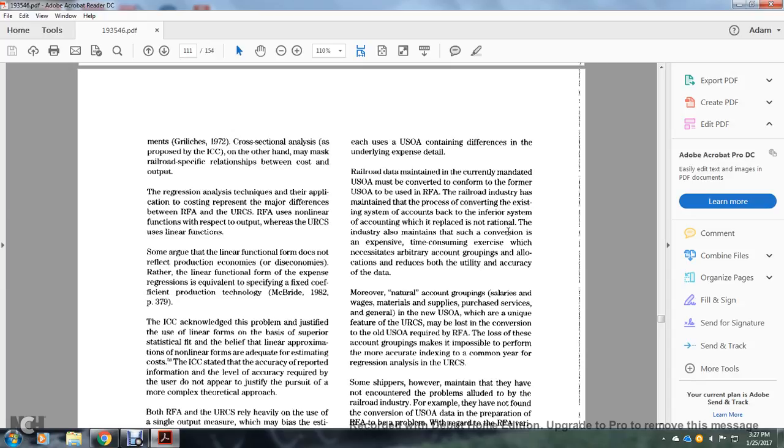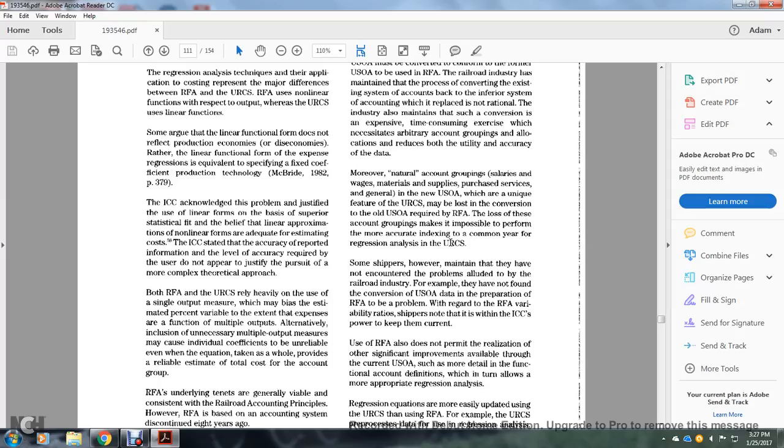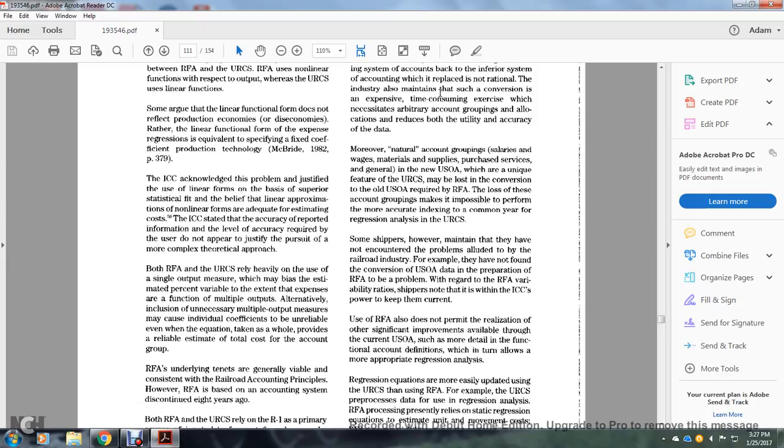Industry also maintains such conversion is a time-consuming exercise at the expense of necessity, attributed to the account group's allocations, reducing both the utility and accuracy of the data. Moreover, natural accounting groups, such as salary, wages, materials, supplies, purchased services, and general, in the new USOA, which is a unique feature of the Unified Rail Costing System, may be lost if the conversion to the old USOA is used with the Rail Form A. The loss of these accounting groups makes it impossible to perform more accurate indexing to the common year for the regression analysis of the Unified Rail Costing System.